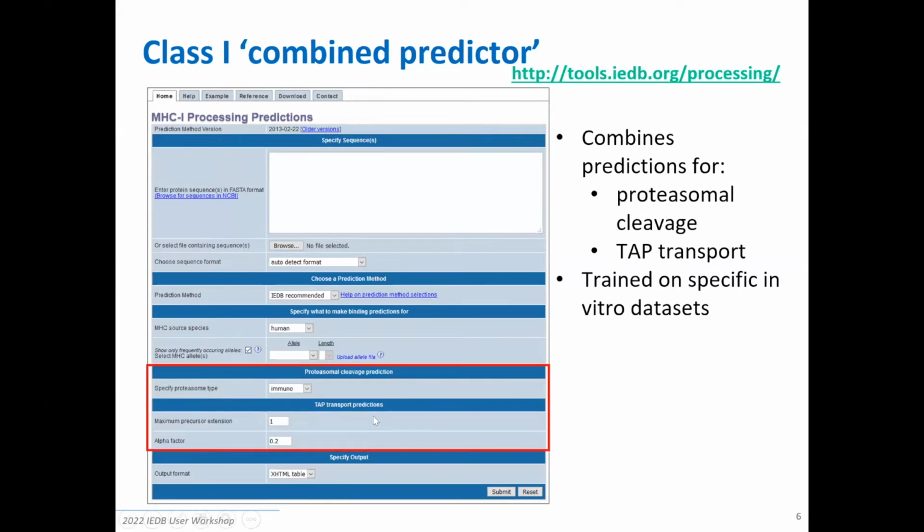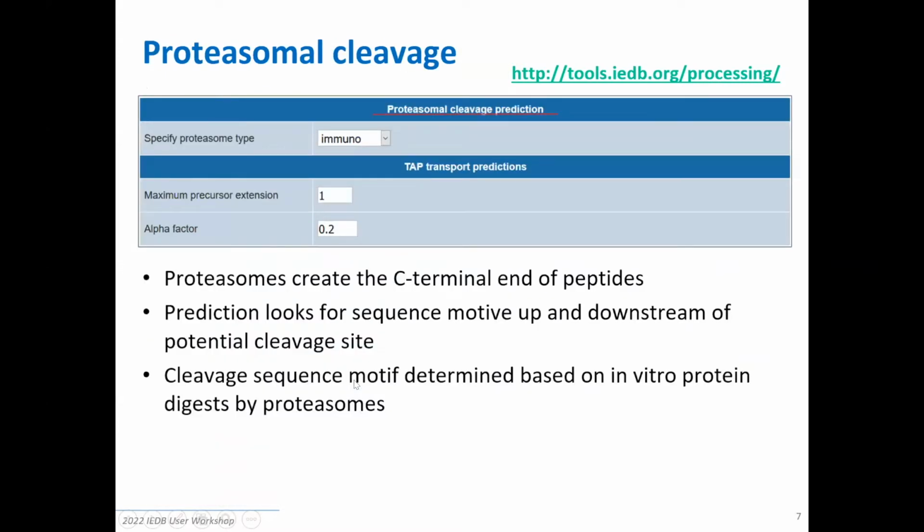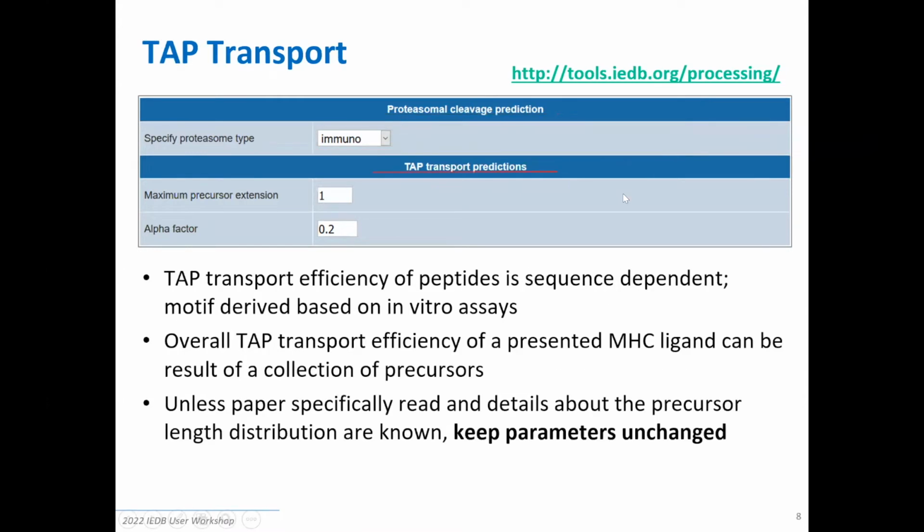So the way you use this is, for the proteasomal cleavage prediction, you get a choice between immuno and constitutive proteasome. These are two forms of the proteasome, and in the presence of inflammation, you have typically immunoproteasomes being created, so that would be the default choice. Essentially what these do is look upstream and downstream from each possible cleavage site, and how good it fits with the cleavage motif of the proteasome. So you could choose constitutive, but we typically just leave it.